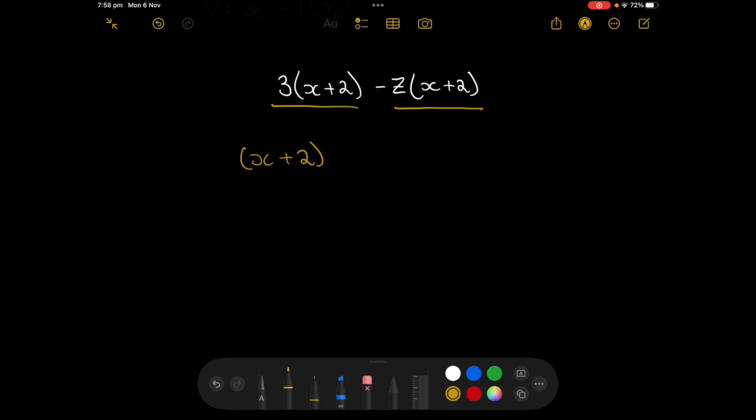Now we're left with 3 minus z. Now, if I left it like this, it is saying that x plus 2 is multiplied by 3 and then z is subtracted from it. But we can see in our original equation that z is also multiplied by x plus 2. So to account for that, we need to add brackets around that 3 minus z, and that is our factorized form.